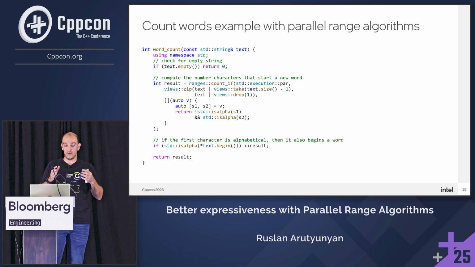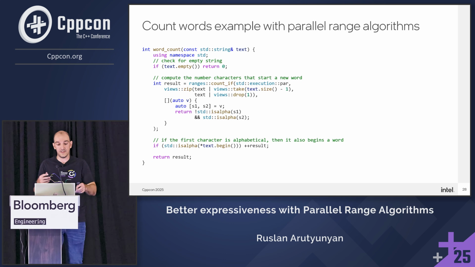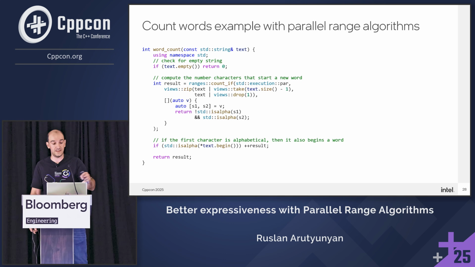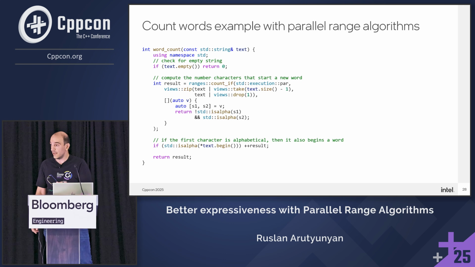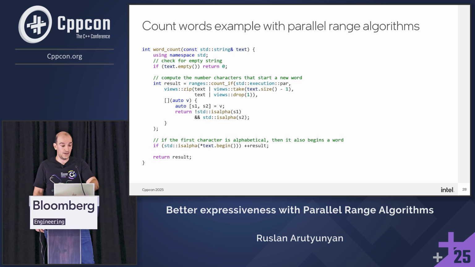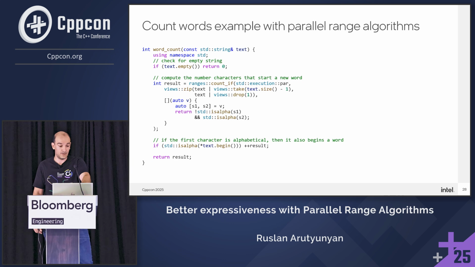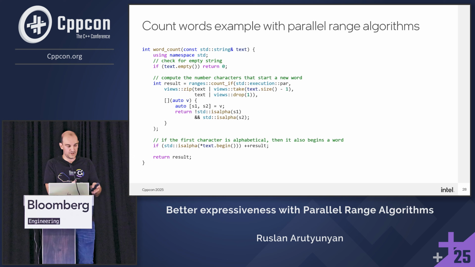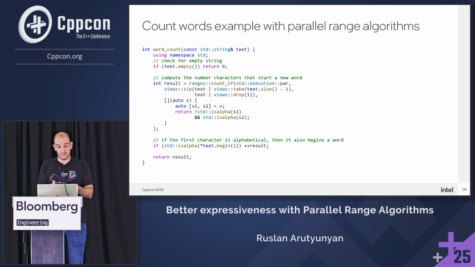We unpack this zip view, basically a tuple of references, by structured bindings, s1 and s2, and then return a bool, as we should, whether it's the start of a new word or not, by basically having the same check: the first symbol is not alpha, and the second symbol is alpha.